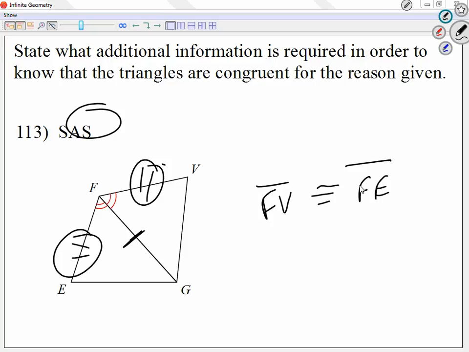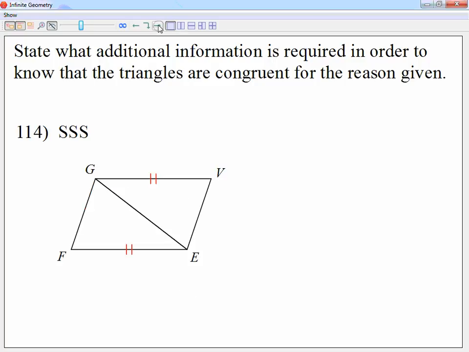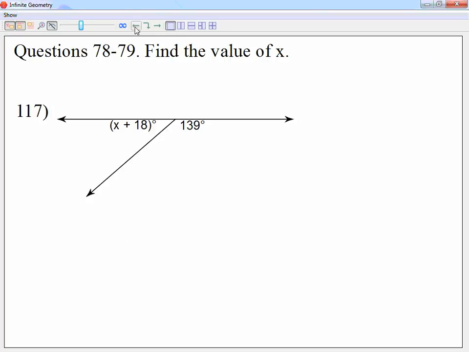The statement that I'm writing is the statement that I am missing. Right? From the 3 markings, you have 2. I'm asking which one should be the third one. So this takes us up until 116.